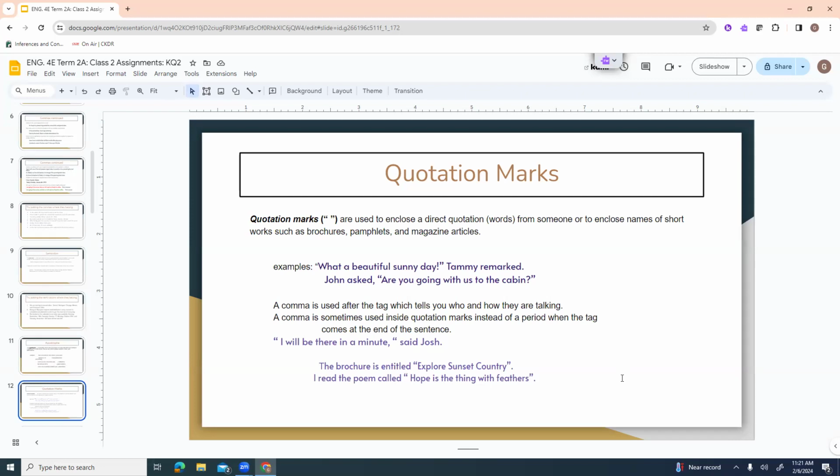Now, a comma is usually used after the tag. The tag is the part that shows you who and how they're talking. Sometimes a comma can be used inside a quotation mark instead of a period when the tag comes at the end of a sentence. "I will be there in a minute," said Josh. The brochure is entitled "Explore Sunset County."